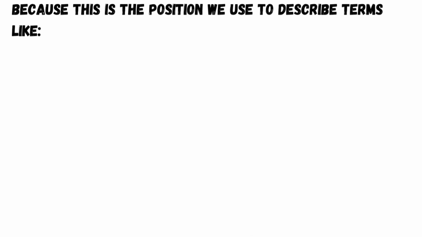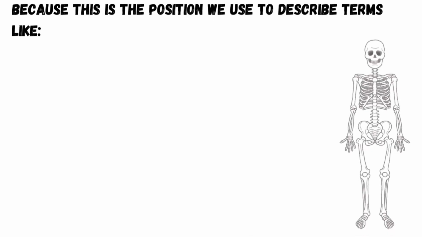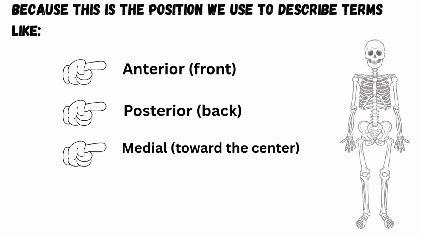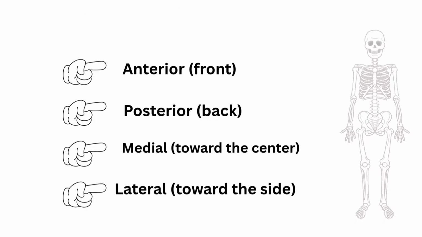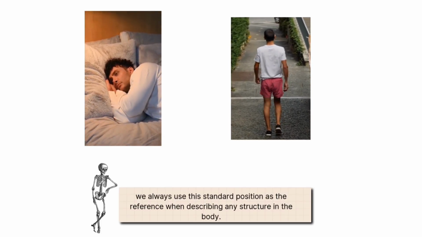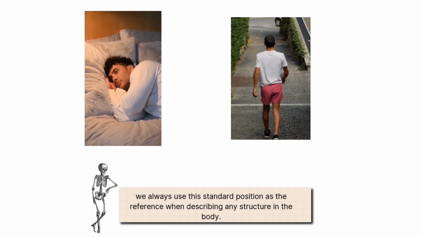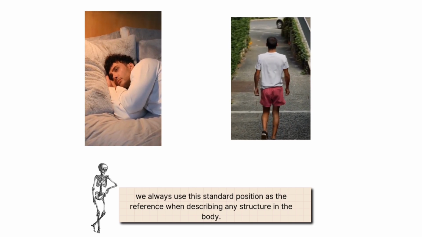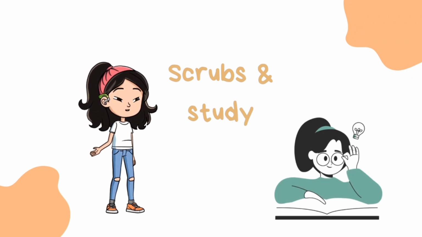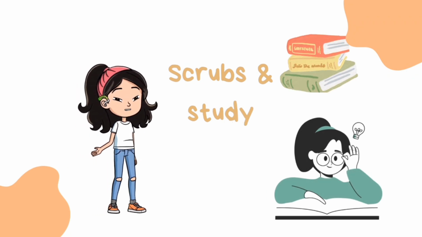Why is this important? Because this is the position we use to describe terms like anterior, front; posterior, back; medial, towards the center; and lateral, towards the side. Even if a person is lying down or moving, we always use this standard position as the reference when describing any structures in the body. So, that's the standard anatomical position, the very first step to mastering anatomy.